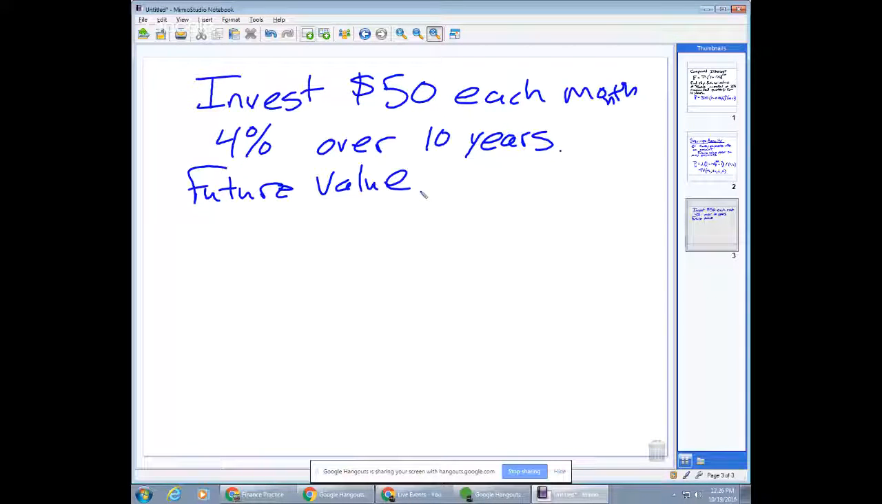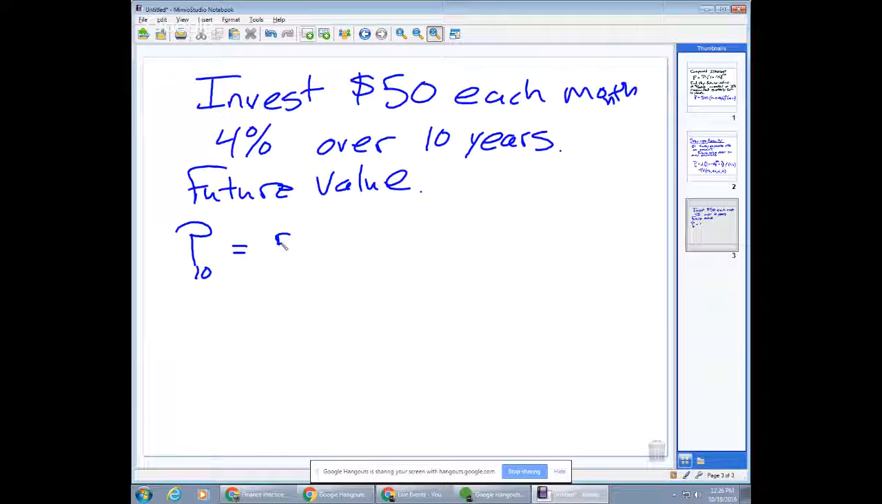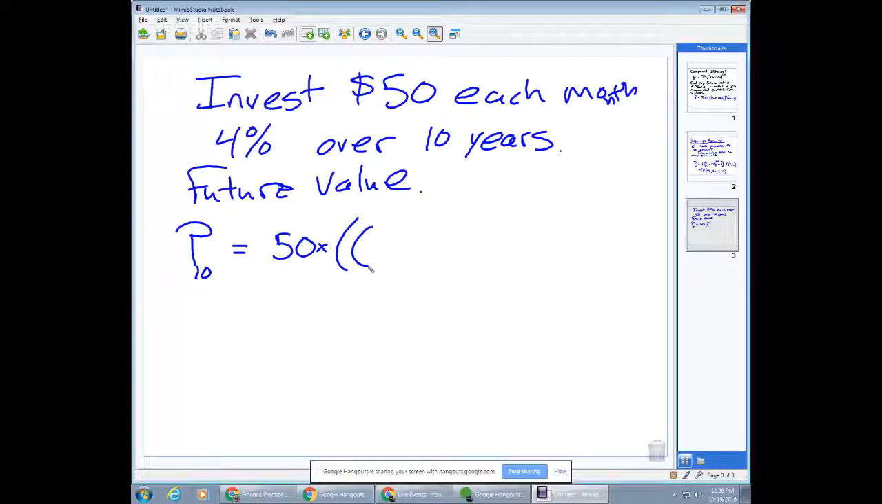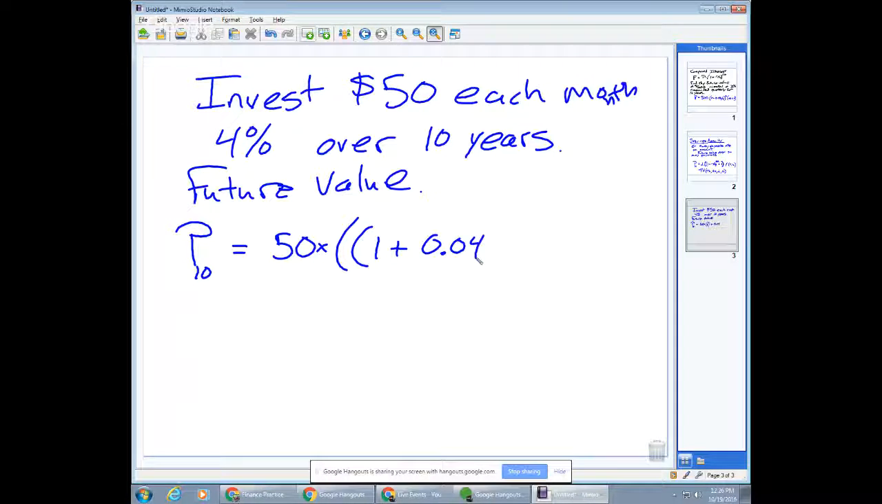And so we have two ways to do it. So I'll write the first one down on the board here, and then I'll type them into my spreadsheet. So here we would call it P after 10 years, P sub 10. And it would be equal to our payment, $50, times parentheses, parentheses. Gotta double up that first set. 1 plus 0.04. And how do I tweak the 4% to make it a monthly rate? Just divide by 12.